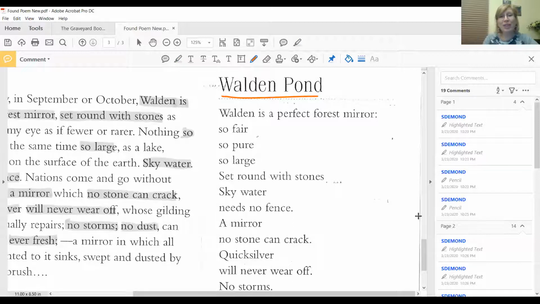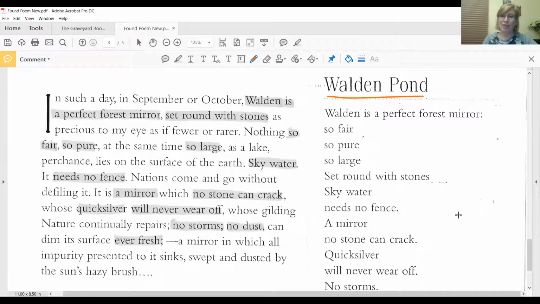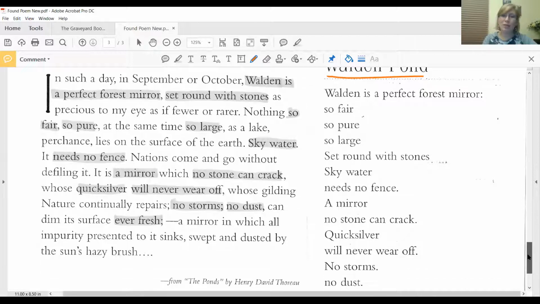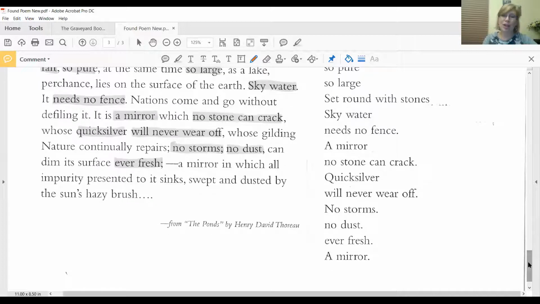Walden is a perfect forest mirror, so fair, so pure, so large, set round in stones, sky, water, needs no fence. A mirror no stone can crack. Quicksilver will never wear off. No storms, no dust, ever fresh. A mirror.